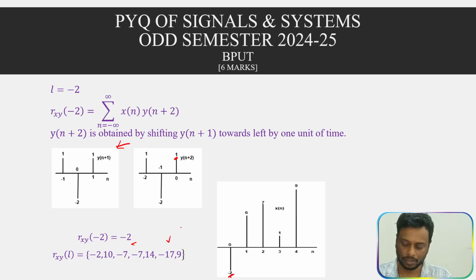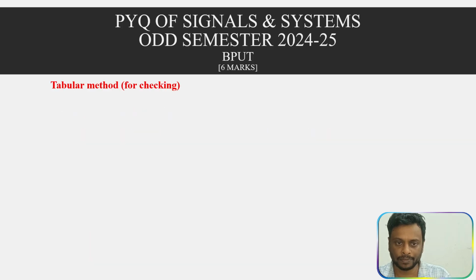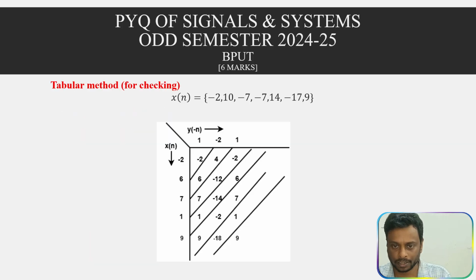Okay. So let us recheck this by the tabular method. You can see here y of minus n you can write this side and x of n you can write this side. Just multiply this. So minus 2 will be multiplied with this 1, then this minus 24 that is minus 2, then 6 minus 12 1. Just multiply 7 with all the y of minus n. Then 1 will be multiplied with all the y of minus n. So 9, that will be 9 minus 18 then 9. Then you have to diagonally add. So this is minus 2.